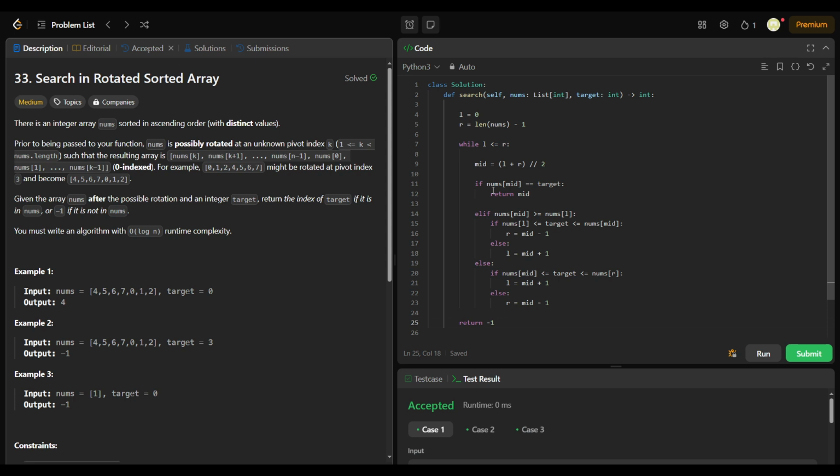In which case, it should be okay. So anyways, that's how we handle our different conditions.